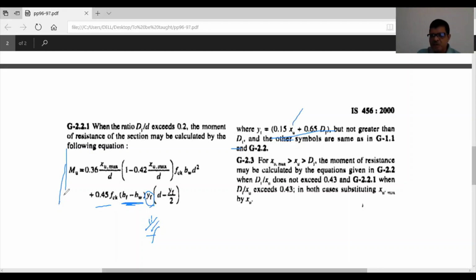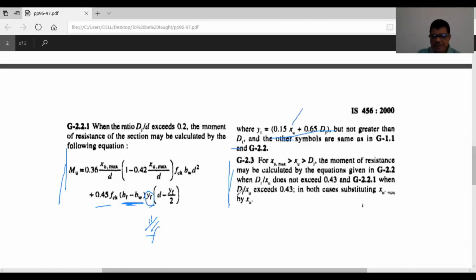So the T section is divided into two parts. One is the rectangular section, just like a rectangular section you are calculating, plus another compression part where the width is equal to bf minus bw and depth is equal to Df. So for these two parts combined, you will find the moment of resistance.